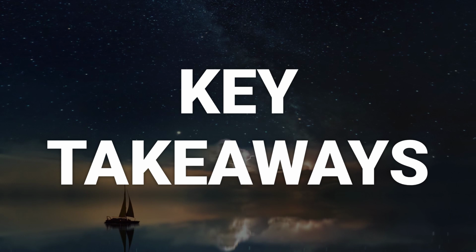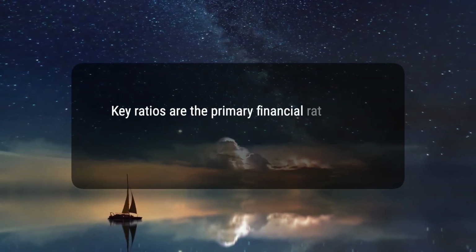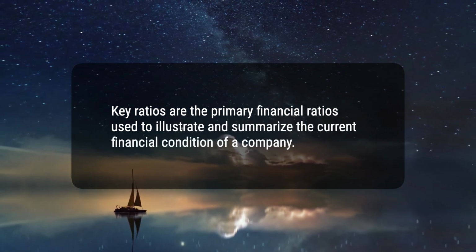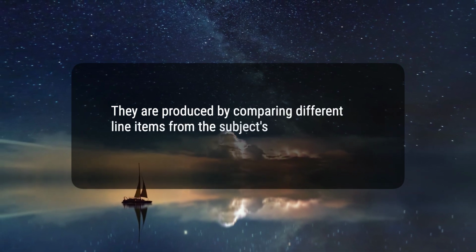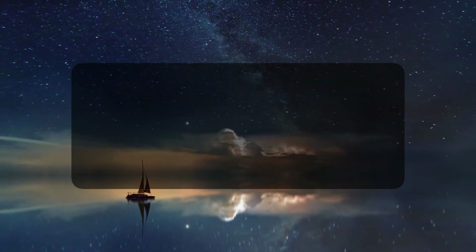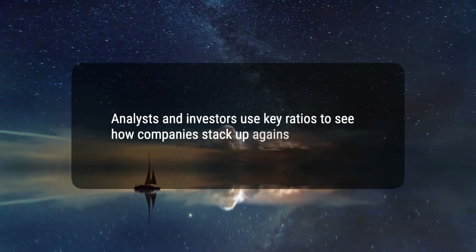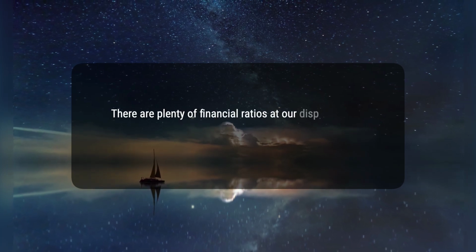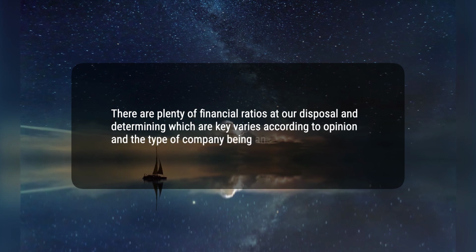Here are 4 key takeaways. 1. Key ratios are the primary financial ratios used to illustrate and summarize the current financial condition of a company. 2. They are produced by comparing different line items from the subject's financial statements. 3. Analysts and investors use key ratios to see how companies stack up against their peers. 4. There are plenty of financial ratios at our disposal, and determining which are key varies according to opinion and the type of company being analyzed.